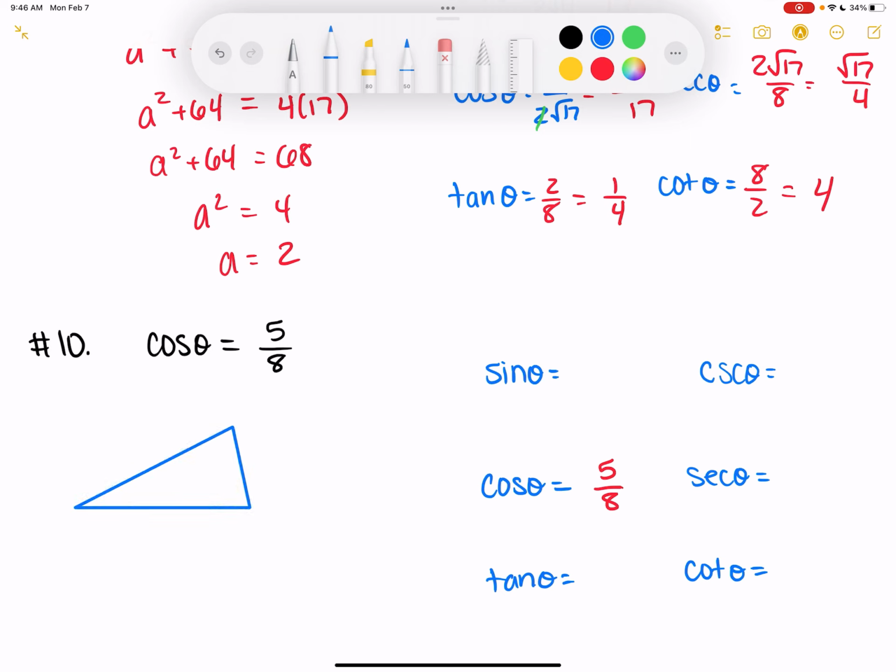I tend to always draw my triangles the same direction if I can, so it just makes it easier. I'm always going to make this angle theta for me personally. Does it matter which angle you make? No, as long as it's not, you know, your 90-degree one. Which mine doesn't look very 90-degree, but it's okay. Mine doesn't. All right, so you said that cosine is adjacent over hypotenuse, meaning that the 5 goes here, and your hypotenuse is 8. So I just need to find the other side.